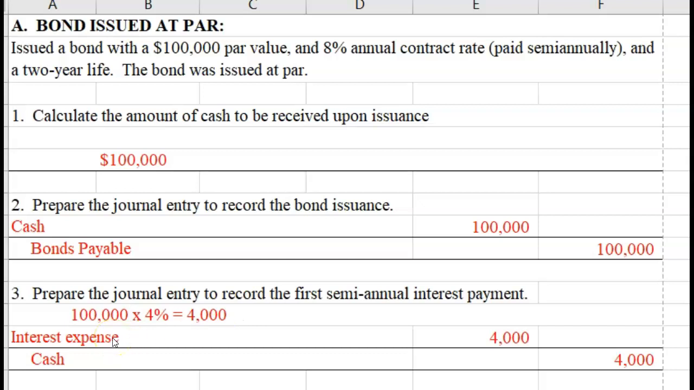Debit interest expense. Some people debit bond interest expense. This book just simply debits interest expense. And credit cash for $4,000.